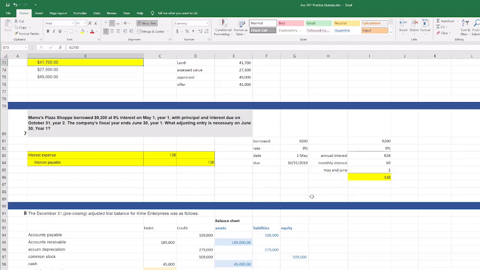Okay. So let's figure out the interest. We have $9,200 times 9%, so total annual interest is $828. We're going to divide that by 12, so we have monthly interest of $69. And then we have to accrue it for May and June, so 2 times 69 is $138. So we're going to debit interest expense of $138 and credit accounts payable or interest payable of $138. So that one hopefully was pretty straightforward.